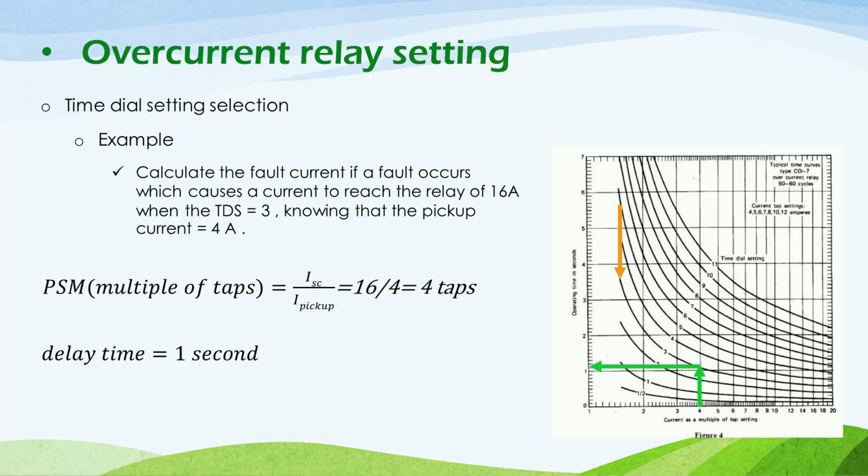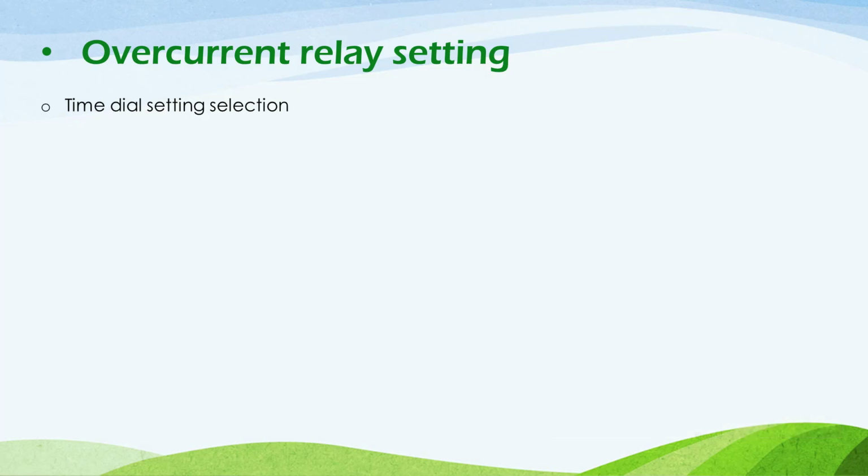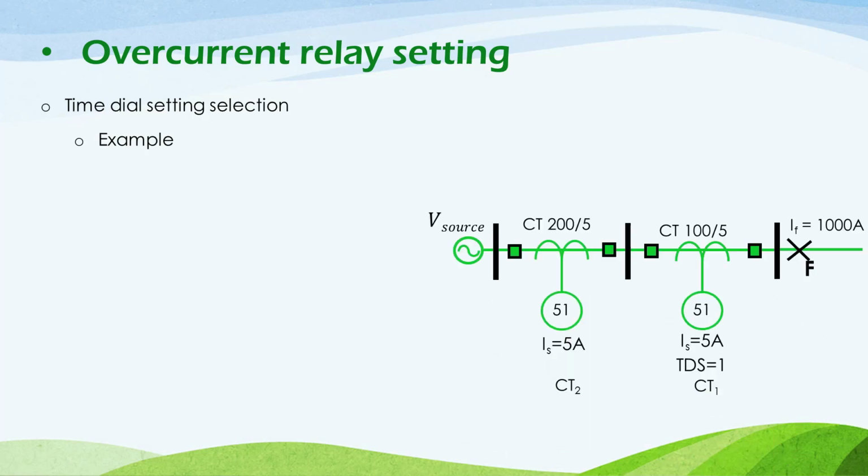Alright, but you may notice in that example that the time dial setting was specified by default, so we didn't specify it ourselves. Now we need to discuss another example in which we will know how to specify the time dial setting ourselves. Here, suppose we have that simple network in which we have those two overcurrent relays, and the fault occurs at the end of the transmission lines.